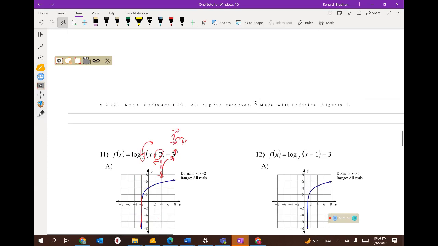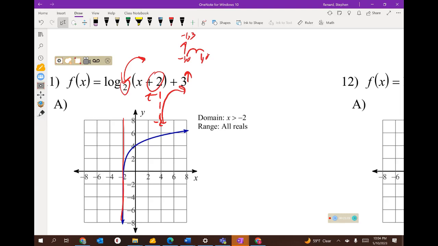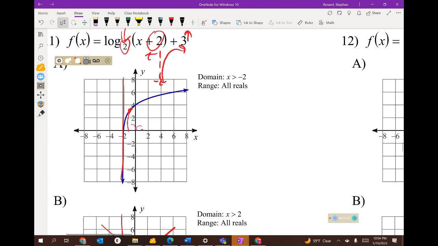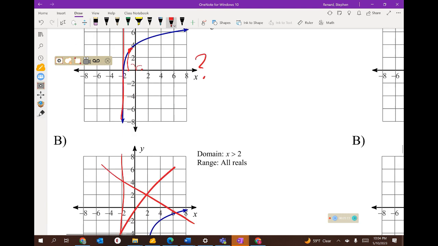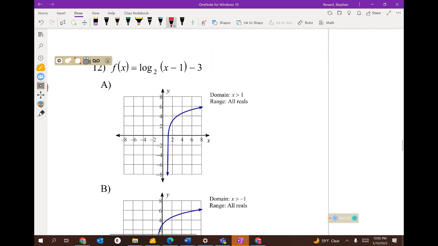So now what else happened? Well, we know that it shifted up 3. Right? So we started here at (1, 0). We went back 2 and then up 3. Okay, that seems to work. So this is looking good. Let's go check down here. We started at (1, 0). Move back 2, up 1, 2, 3. And that is not a point right there. So we're going to go with A.